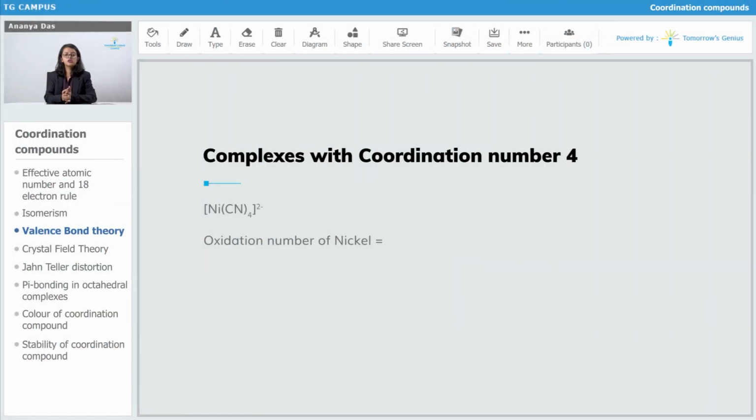So this is the first complex with the coordination number 4, [Ni(CN)4]2-. First of all, again we are going to find the oxidation number of nickel. In this case, that's going to be x plus 4 into CN is equal to minus 2. So x minus 4 is equal to minus 2, so x is equal to plus 2. So the oxidation number of nickel is plus 2. That means nickel is existing as a plus 2 ion in this case.